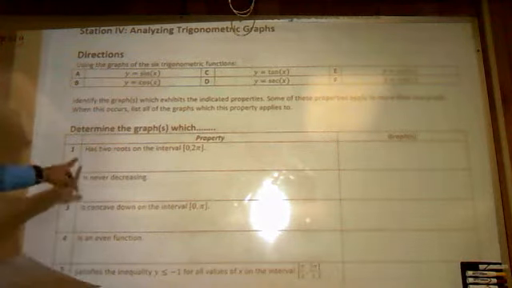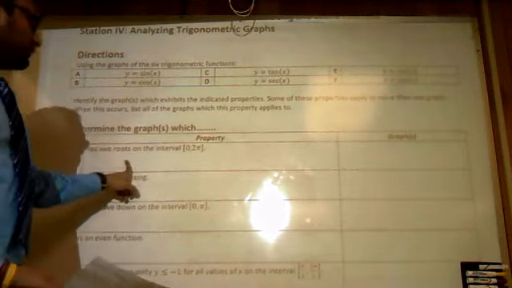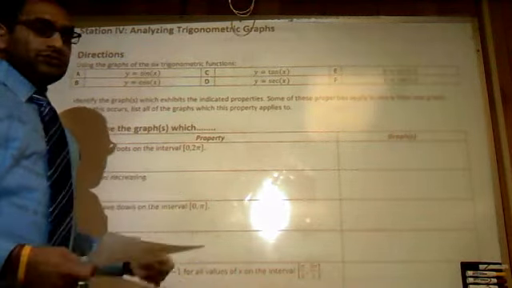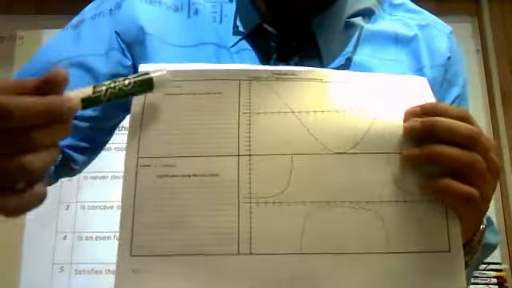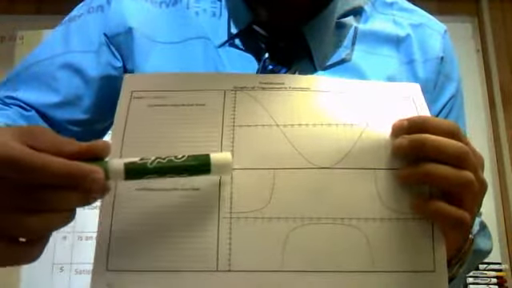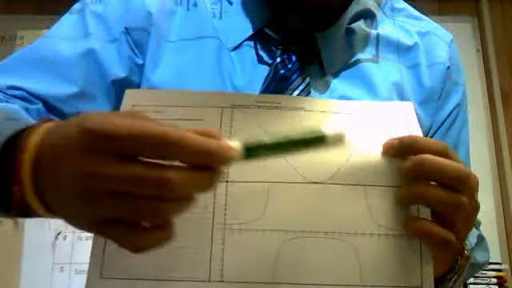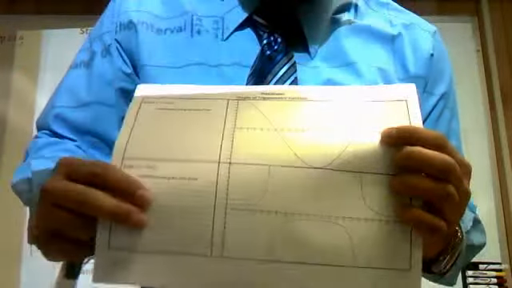So let's look at the first situation. Determine the graphs which have 2 roots on the interval 0 to 2 pi. So I'm going to look at my graphs. So this is our graph of y is equal to cosine, 0 to 2 pi. Do I have 2 roots? 1, 2. Yes. So y is equal to cosine works.